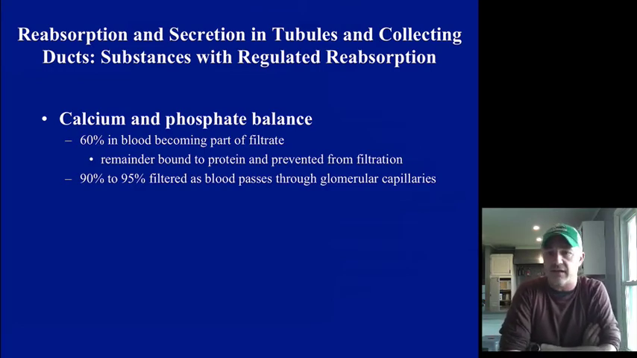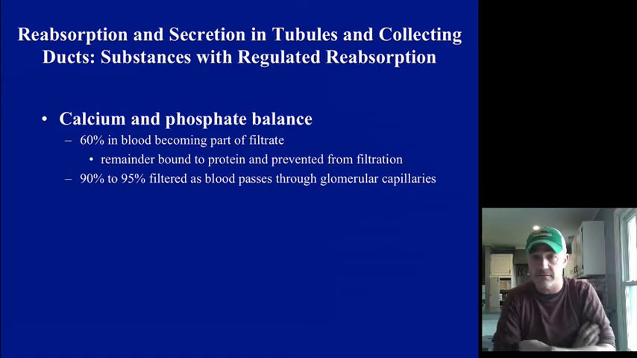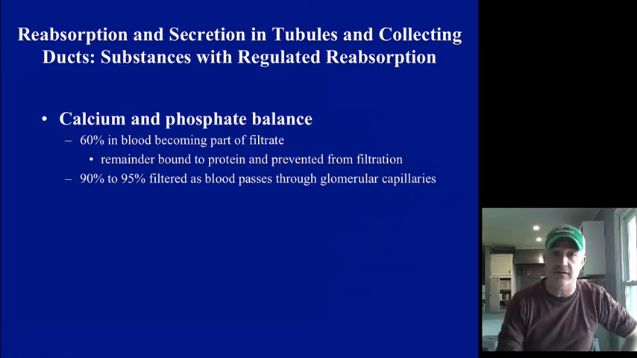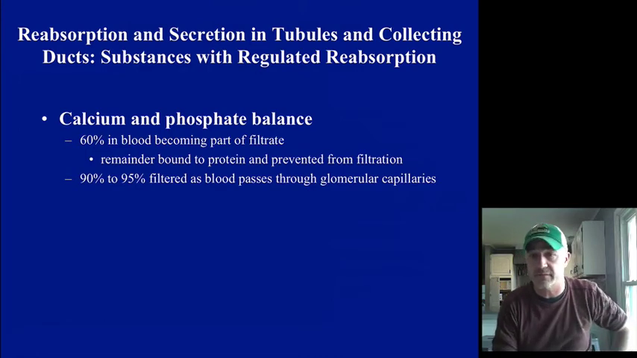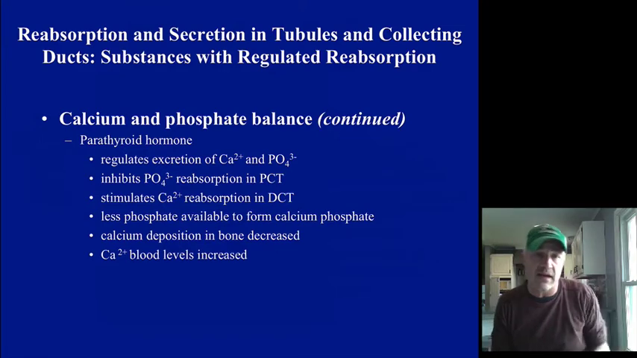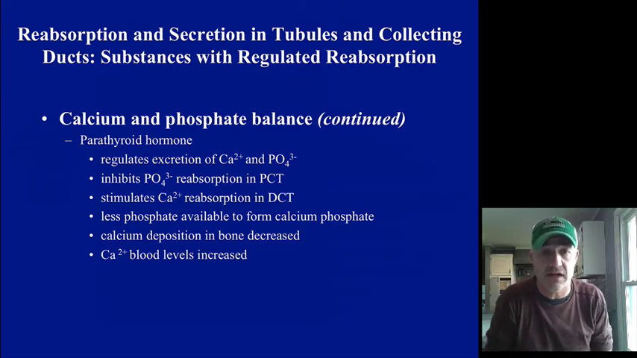Calcium and phosphates, again, are going to depend somewhat on signals. A lot of this is going to be reabsorbed. Like it says here, about 60% of it that's in the blood becomes part of the filtrate, and 90 to 95% of that is reabsorbed as blood passes through the glomerular capillaries. What happens with these is highly dependent upon signals from stuff we've talked about before, back in the bone chapter.